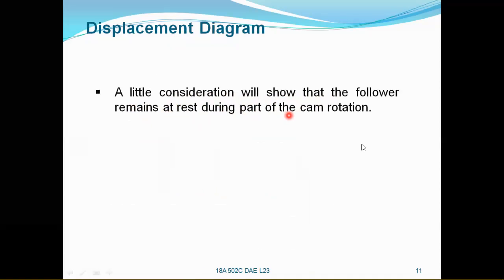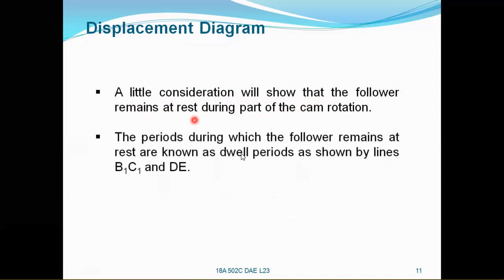That means D to E or B1 to C1, the follower remains at rest. That is why it is the stationary period of the follower. The periods during which the follower remains at rest are known as dwell periods, as shown by the lines B1C1 and DE. These two are the stationary periods during which the follower remains at rest. So this is the dwell period.